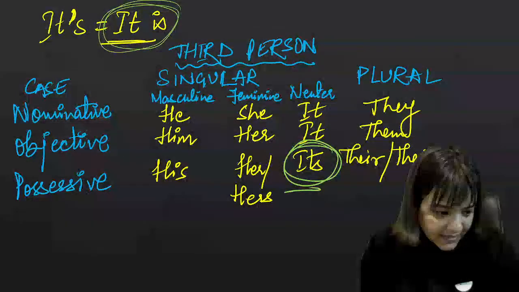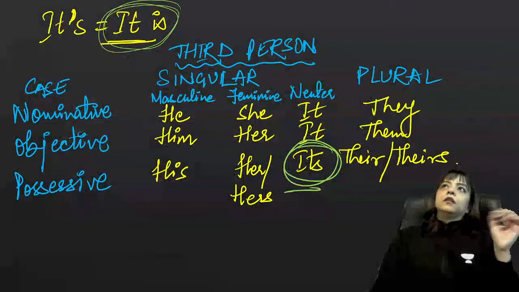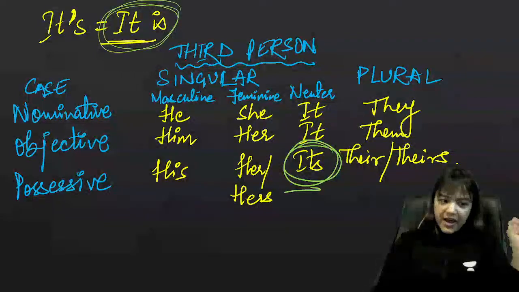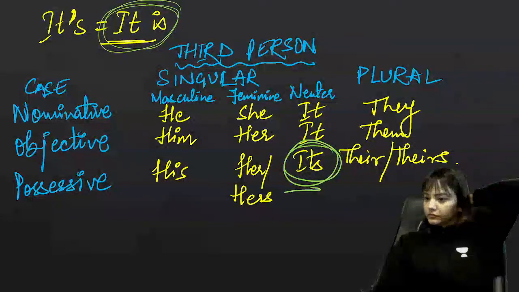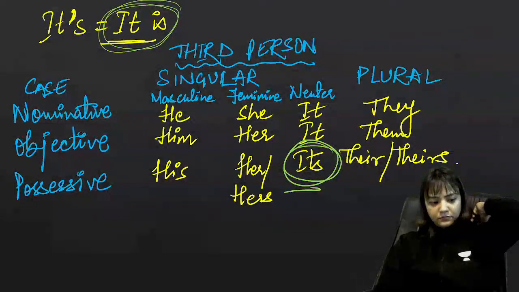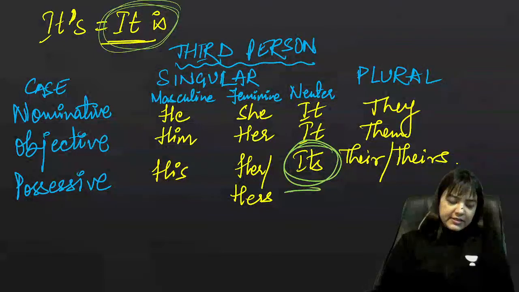The robot that has its unique features. The robot has its own unique features. Absolutely correct, Rahi. Good job. What about the others? Come on. Rupal's sentence: the cat ate its food. Yes, absolutely correct.